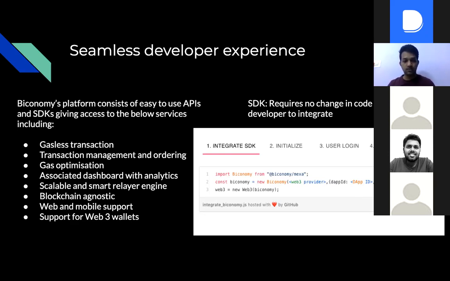Blockchain agnostic part. We have built the infrastructure to be blockchain agnostic. Right now we are supporting Ethereum and Matic network, and we are in talks with other blockchains to support those also, like Tezos and RSK. Those will be included eventually, but we have started with Ethereum and Matic network.